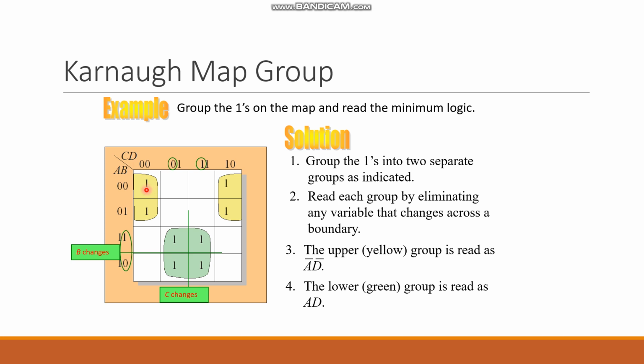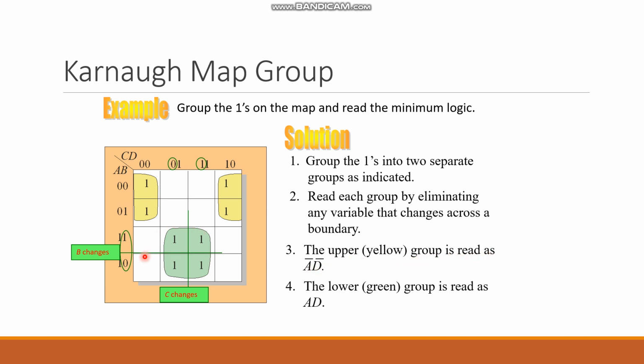In this group, what has participated? A complement, B complement, and A complement B. So what is going to be removed here? B is going to be removed. So what's going to be the result? A complement, and on the upper side, C has participated in C complement and C. However, D has participated in D complement and D complement. So the B and the C are going to be removed, and the result is going to be A complement and D complement. So the upper yellow group is read as A complement, D complement.